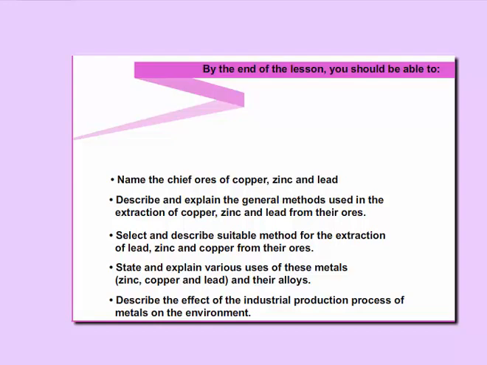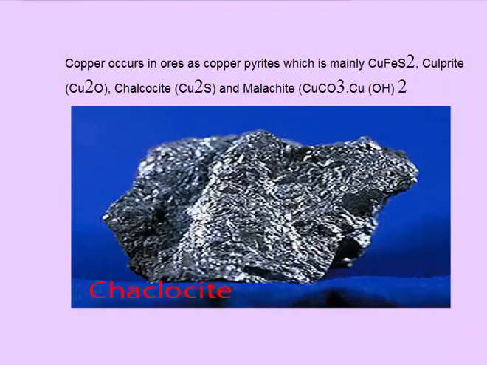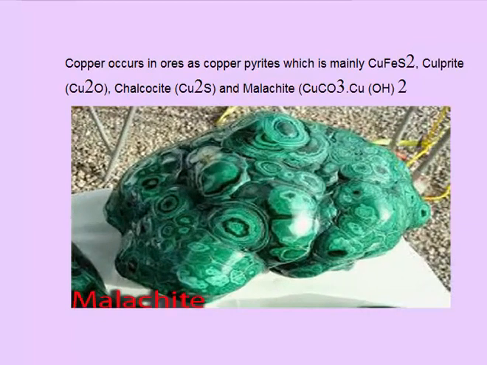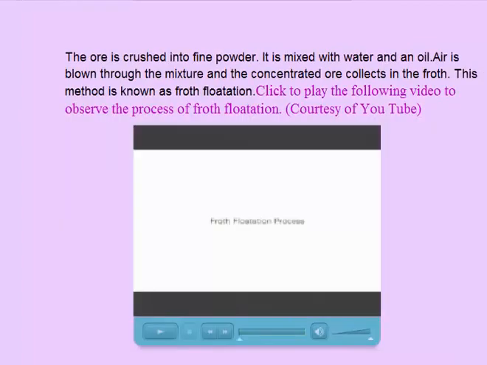Copper occurs in ores as copper pyrites, calcopyrite, chalcocite, and malachite. The ore is crushed into fine powder. It is mixed with water and an oil. Air is blown through the mixture and the concentrated ore collects in the froth. This method is known as froth flotation.